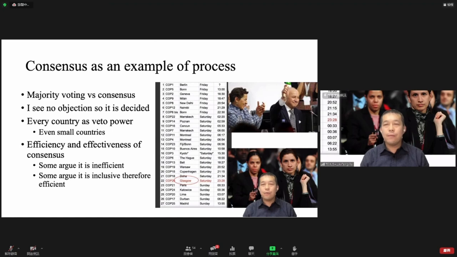But someone also argued it is efficient because it is inclusive. It respects the interests of all countries. So once you have made consensus, the countries can implement those within their countries without difficulty because it has been agreed on consensus. But if you base that on voting and there are no compliance procedures, then even if you agree on some ambition target, you have no guarantee that countries will implement them within their countries. And that is why consensus is an important process in the international governance regime.